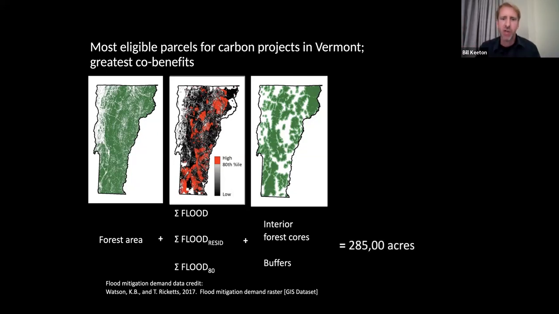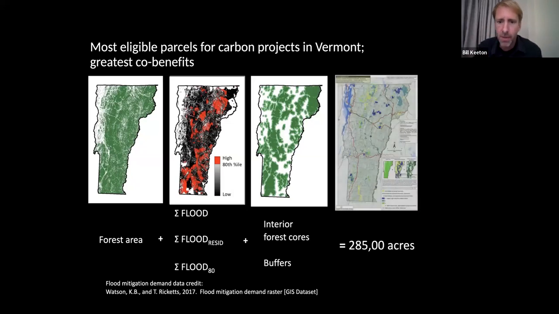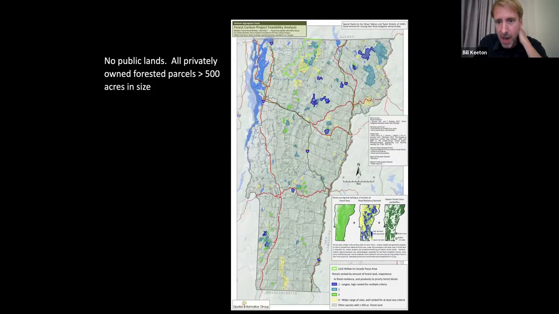So if we do this exercise and we look at all the parcels that would be eligible for carbon projects, 500 acres or more in size, at least 75% forest cover, and that lie within those polygons, we end up with this estimate of the acreage that would be most eligible for carbon projects, and that would also yield the greatest co-benefits, almost 300,000 acres. So not bad for a small little state like Vermont. And then just to show you how this has played out in the real world, so I'm trying to make this real now, like operational, not just scientific.